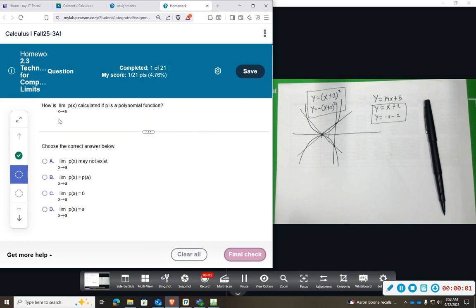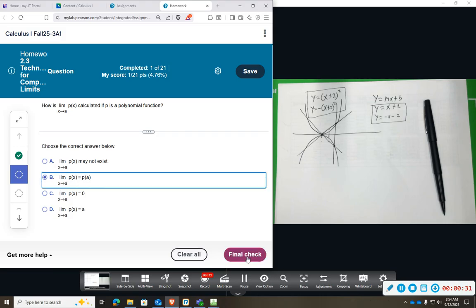All right, question number 2. We just have a definition. So it says, how is the limit of p of x as x approaches a calculated if p is a polynomial function? So from the textbook and the definitions, we've understood that for a polynomial, you can find the limit by doing direct substitution and plugging in a. So the limit of this function would be equal to p of a, what we get when we plug in a. So just the definition.